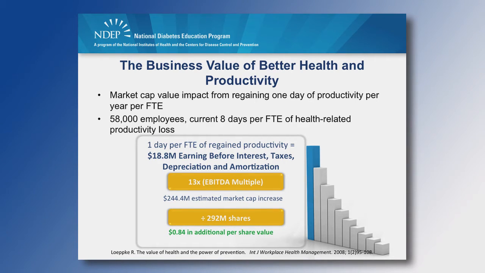And they traded at a 13 times multiple in Wall Street, so that translated into a $240 million estimated market cap increase. They had 292 million shares outstanding, so it was an increase of 84 cents in per share value if they could get 1 day back per employee per year out of the 8 days currently lost to health-related absenteeism and presenteeism.